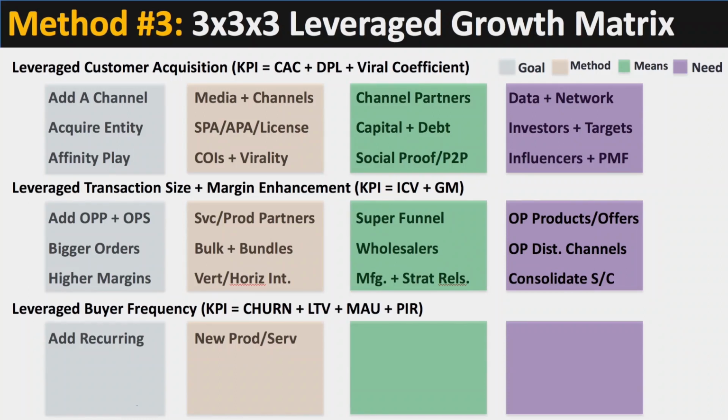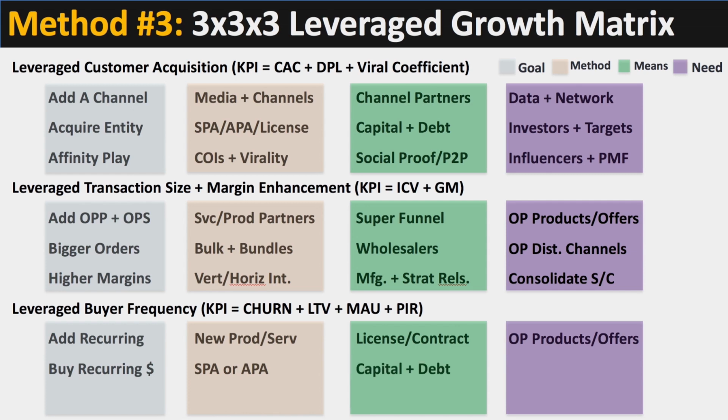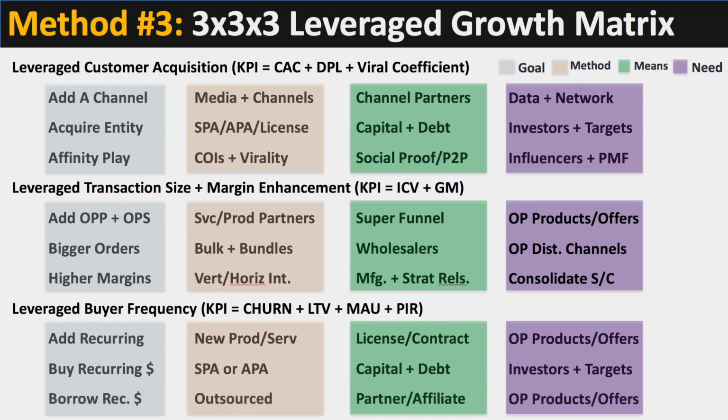The way that you can acquire those is either by license or contract. So you can purchase them, license them, affiliatize them. Other people's products and offers are what you need to add that. You can buy recurring revenue as well. So if you find something that you think is really good for your customers, or you do a test here and you see that they're taking it, then just go ahead and buy them. You don't have to create it. And again, SPA and APA is stock purchase or asset purchase agreements. Same needs as here, capital and debt. Same needs as here, investors and targets to acquire. And then you can borrow recurring revenue through affiliates.